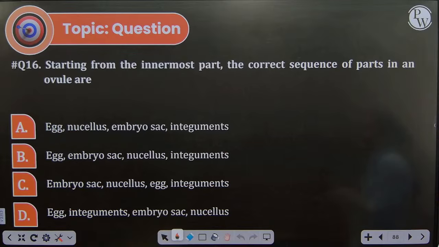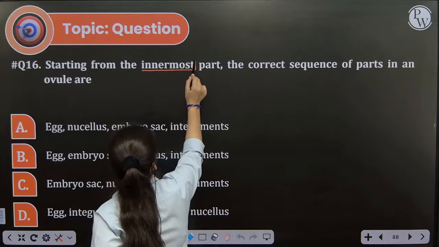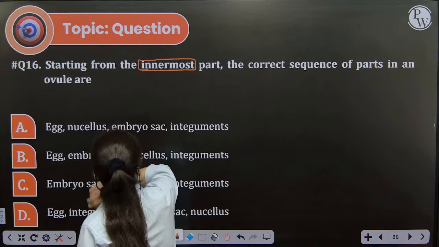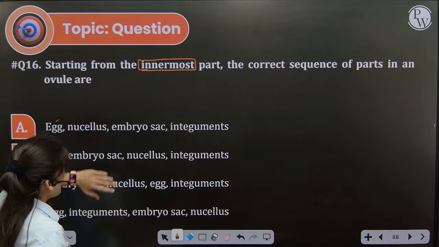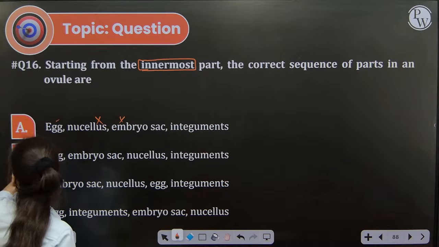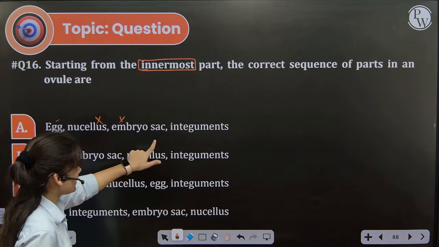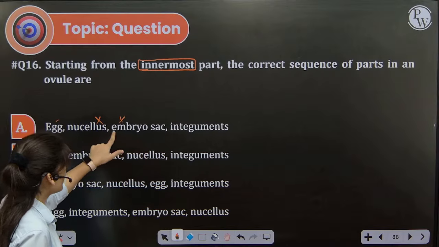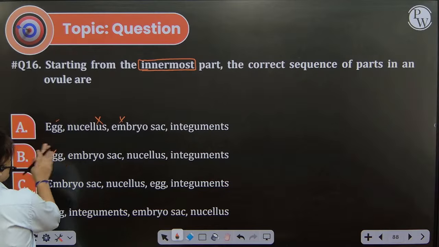Starting from the innermost part, what is the correct sequence of parts in an ovule? Egg, nucellus, embryo sac, integument, no. Then egg, embryo sac, nucellus, integument. The integument encircles the nucellus. Inside the nucellus, what is present? The female gametophyte. That female gametophyte has the egg cell. This is correct.